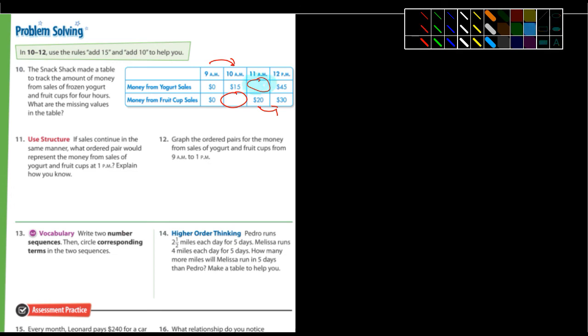I'm going to highlight these. I want to know what the missing values are in the table. Okay. All right, I think that's about it. Graph the ordered pairs. Okay, so try graphing it. You'd make yourself a simple graph here. One would have an x value, one would have a y value. Yeah, you guys could do this.